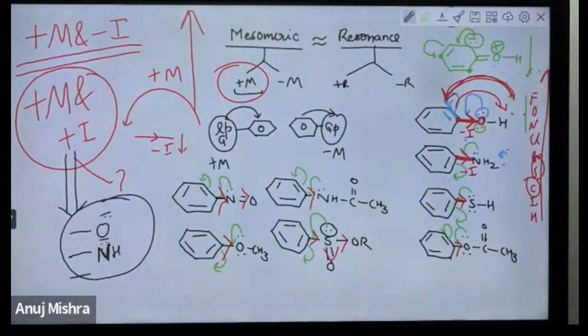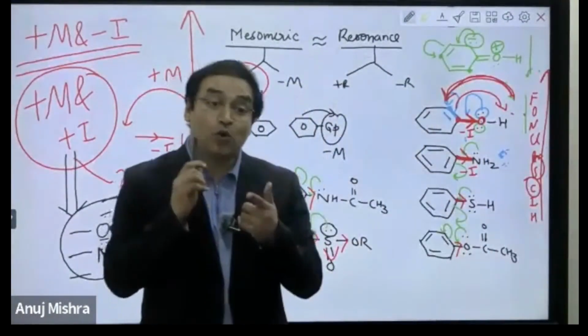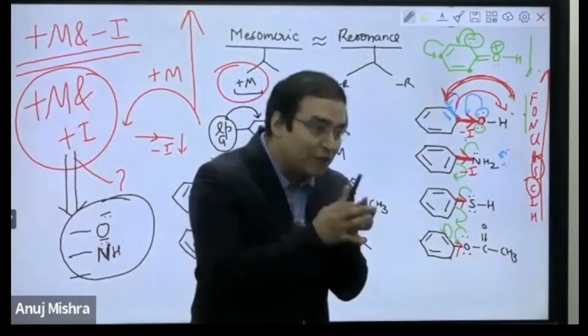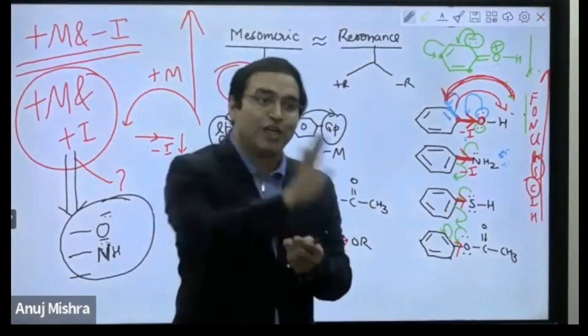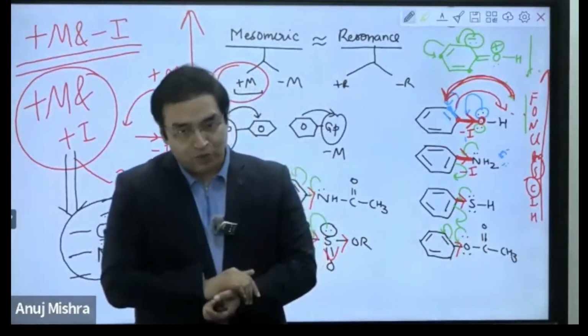Now I can say, sir, oxygen is electronegative. Why is it not pulling electrons? Because it is O negative. So O is not having that much room where it will pull. It will start pushing electrons back, because of this negative charge. So O negative will push electrons back.